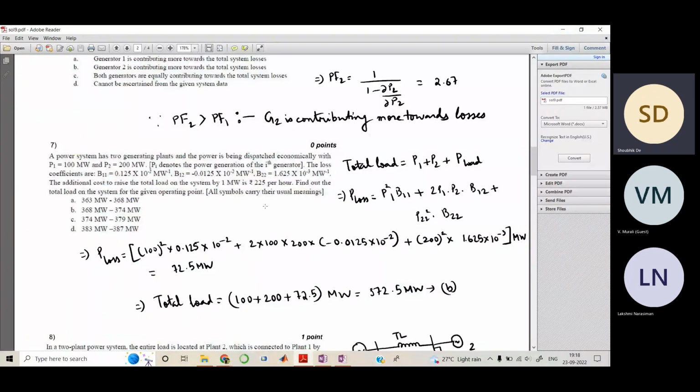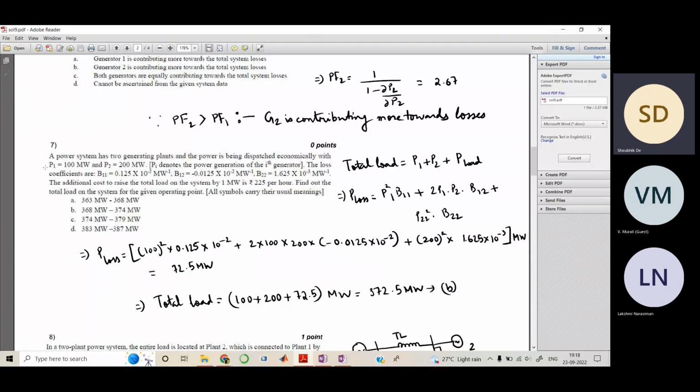Okay. So now let us look at question number 7. Now they are telling that the power system has two generating plants and the power is being dispatched economically with P1 100 megawatt and P2 200 megawatt. Loss coefficients are this. Okay, same again, the same question. Now they are telling us to find out the total load on the system for the given operating point, right?